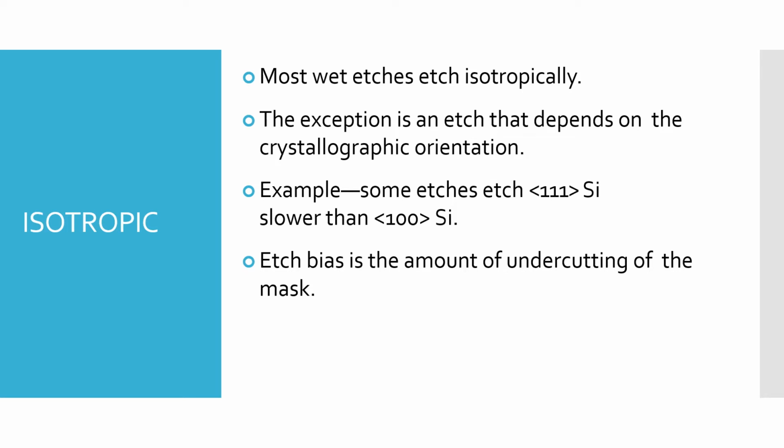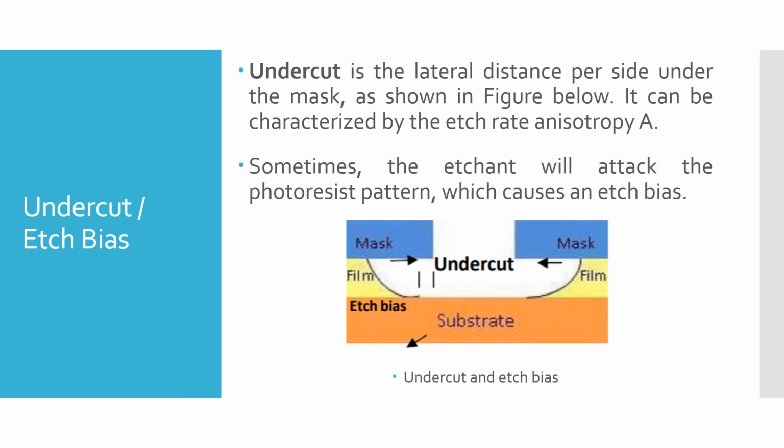Edge bias is the amount of undercutting of the mask. In wet etching, undercut usually happens. Undercut is the lateral distance per side under the mask, as shown in the figure below. It can be characterized by the etch rate anisotropy A. You will see the equation later. Sometimes the etcher will attack the photoresist pattern, which causes an edge bias, like shown in the picture.